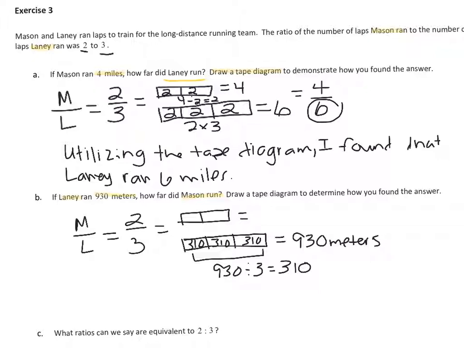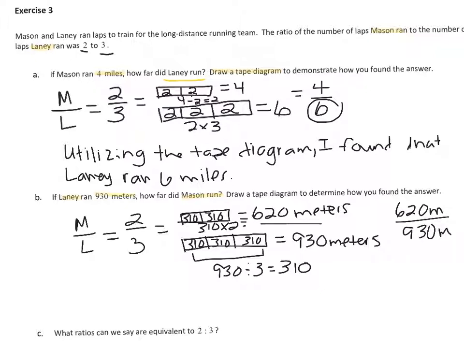If all of those are 310, then that means all of Mason's are also 310. And there's 2 sections with 310 in them. So that's 310 times 2, which equals 620 meters. So if I wrote this like a fraction, I would just put my line over it. But I want to kind of scoot that over. So I'm going to put 620 m for meters over 930 m for meters.